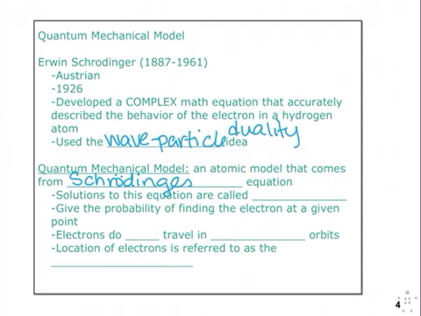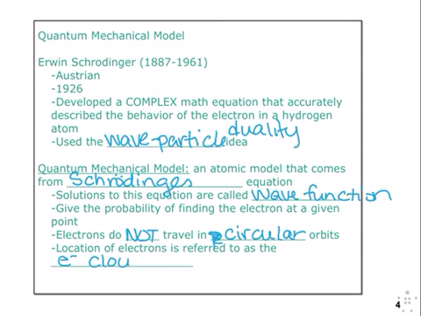The solutions to this equation are called wave functions. And it gives the probability of finding an electron at a given point. This allowed him to conclude that electrons do not travel in perfect circular orbits. We'll just write circular. Instead, he refers to the locations of the electrons as an electron cloud. So this idea is now incorrect.